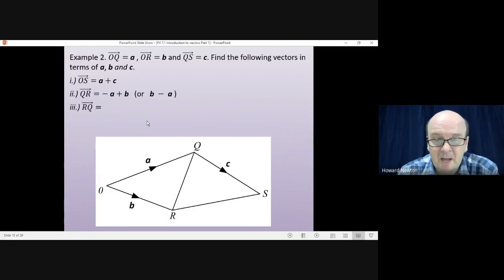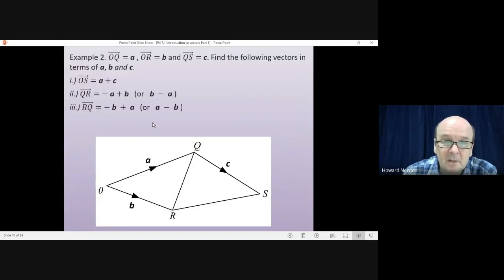The vector from R to Q, same vector, but in the opposite direction. So this time it'll be minus B and plus A. So minus B plus A or A minus B. And then the vector from S to R. So we'll have to go from S to Q, then Q to O, and then O to R. And that'll be minus C, minus A, and then plus B for the last leg of the journey.